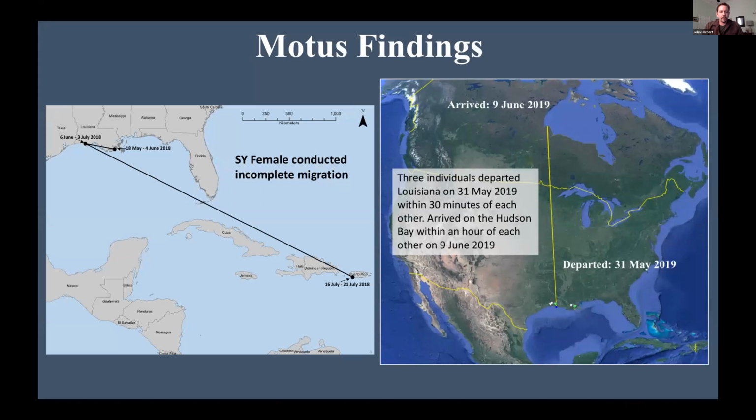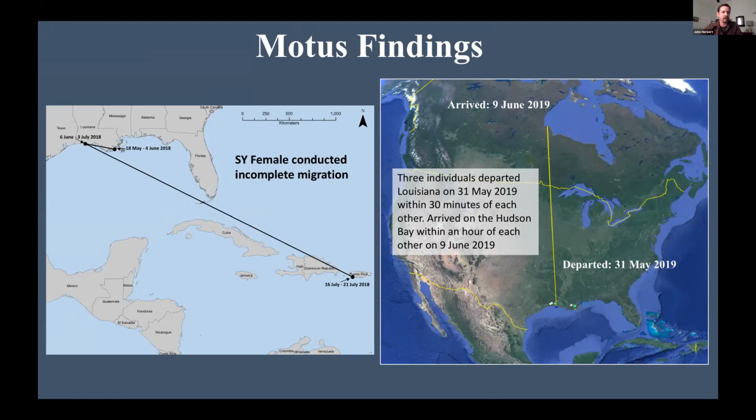And then quickly, before I get into our connectivity results, a couple of cool findings we found using the MOTUS network. This left figure is a second-year female. So it's her first northbound migration, and she conducted an incomplete migration.